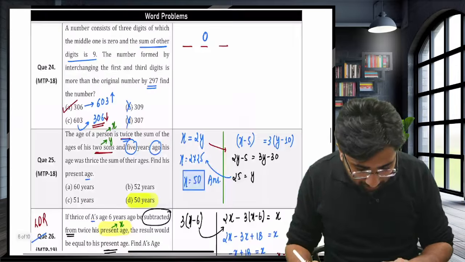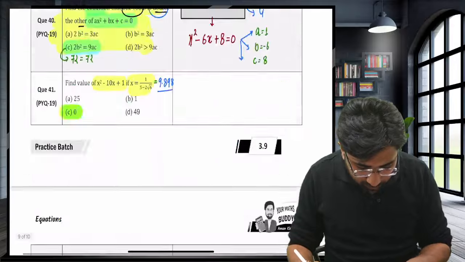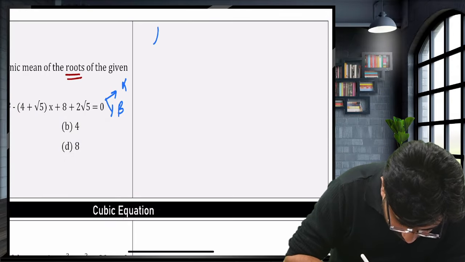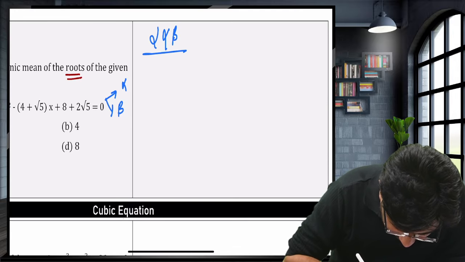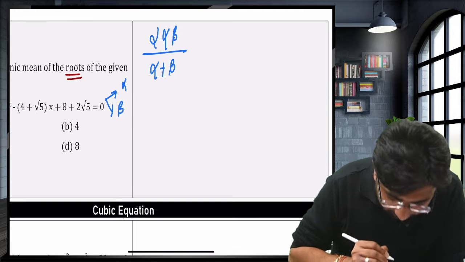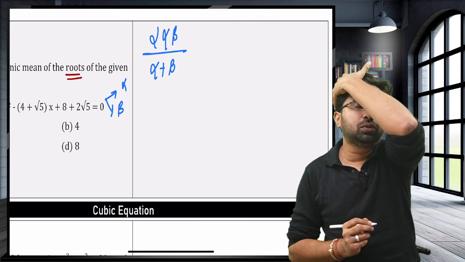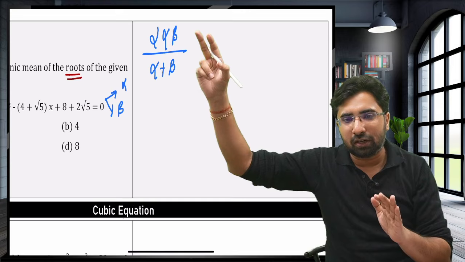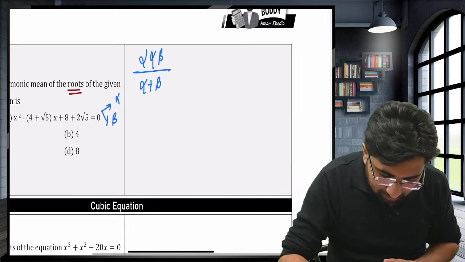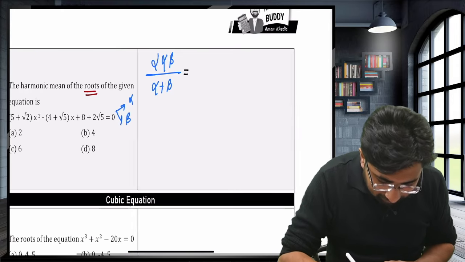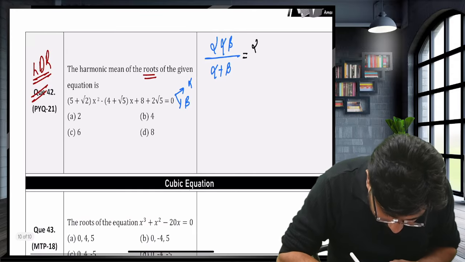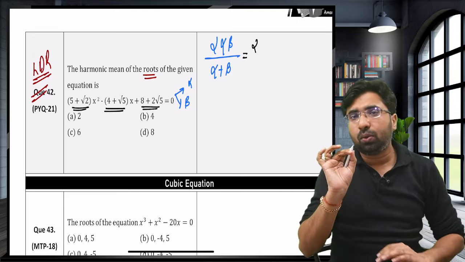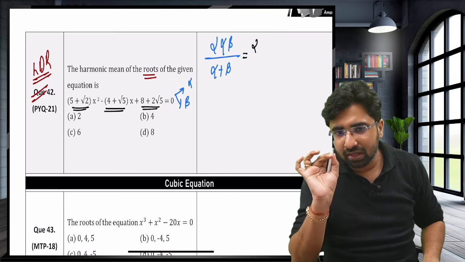So if you need the harmonic mean of two roots, how to get it? Answer: 2 times alpha into beta upon alpha plus beta. Now everybody knows alpha plus beta is minus b by a, and alpha into beta is c by a. So let's get it. What is alpha into beta? Aman sir, this is c, this is b with minus sign, this is a. Don't panic, just solve.